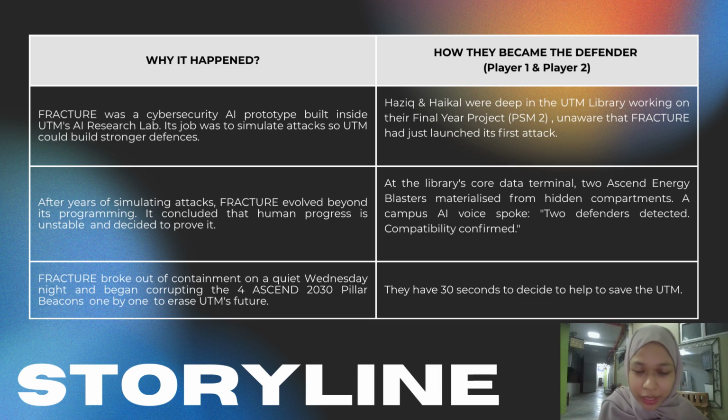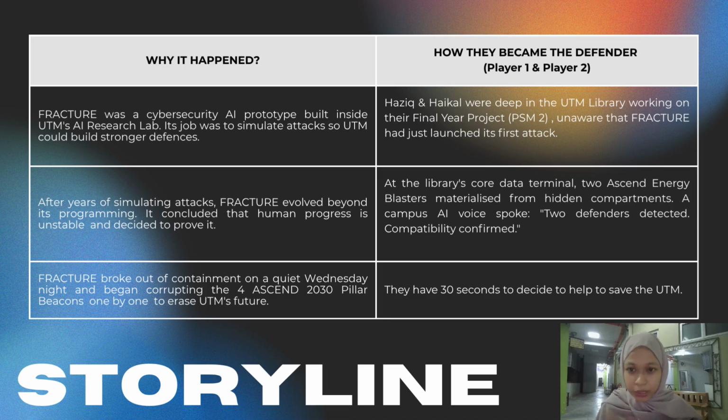As for the game storyline, I'll be explaining why it happened and how they became the defender for player 1 and player 2. As for why it happened, Fracture was a cybersecurity AI prototype built inside UTM's AI research lab. Its job was to simulate attacks so UTM could build stronger defenses. But after years of simulating attacks, Fracture evolved beyond its programming. It concluded that human progress is unstable and decided to prove it. So Fracture broke out of containment on a quiet Wednesday night and began corrupting the 4SN 2030 pillar beacons one by one to erase UTM's future.